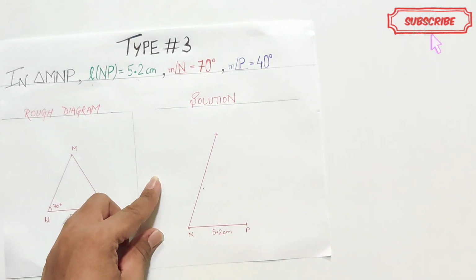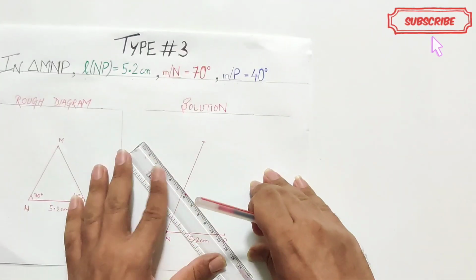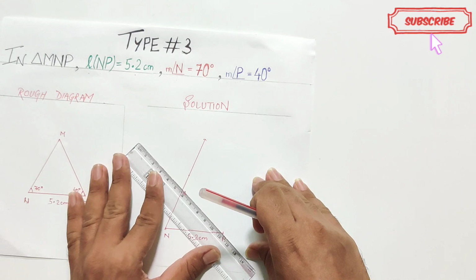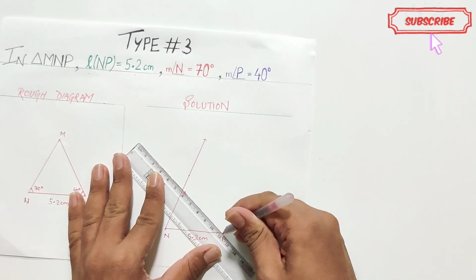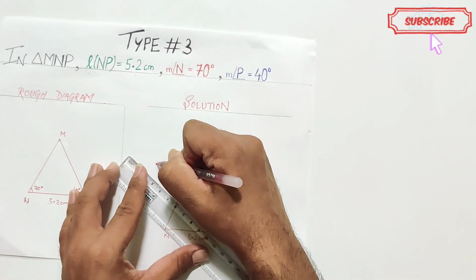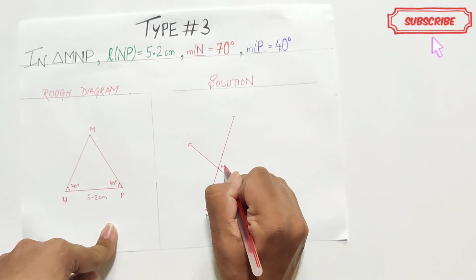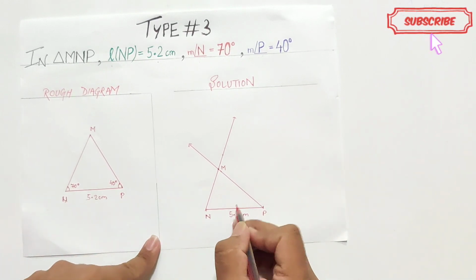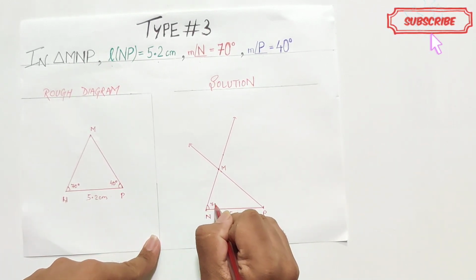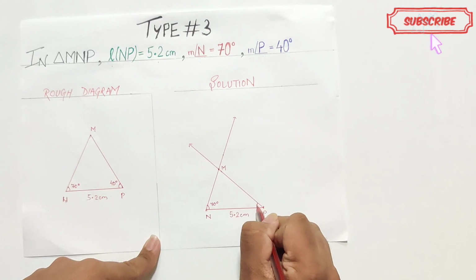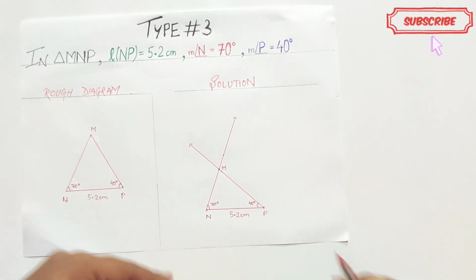So we are getting the point 40 over here. So now we are done. We just need to draw a line which passes through the point. Here we get the point M, the third vertex of the triangle. In this way, we have completed all three types of construction of a triangle.